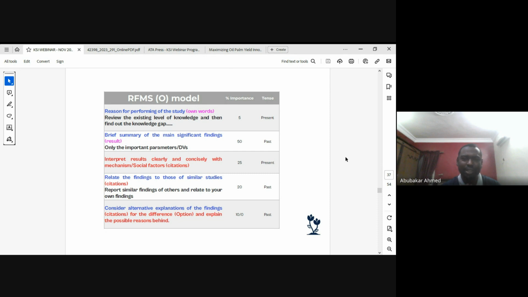The summary of the main significant findings, that is the result, only the important parameter and dependent variable. So here you see we give like 50%. That is percentage importance. And then when discussing our findings, you discuss a summary of the main significant findings. That is for a paper, when you are writing an article. But when you are writing a thesis, you clearly demonstrate, not a summary, you give it in detail.